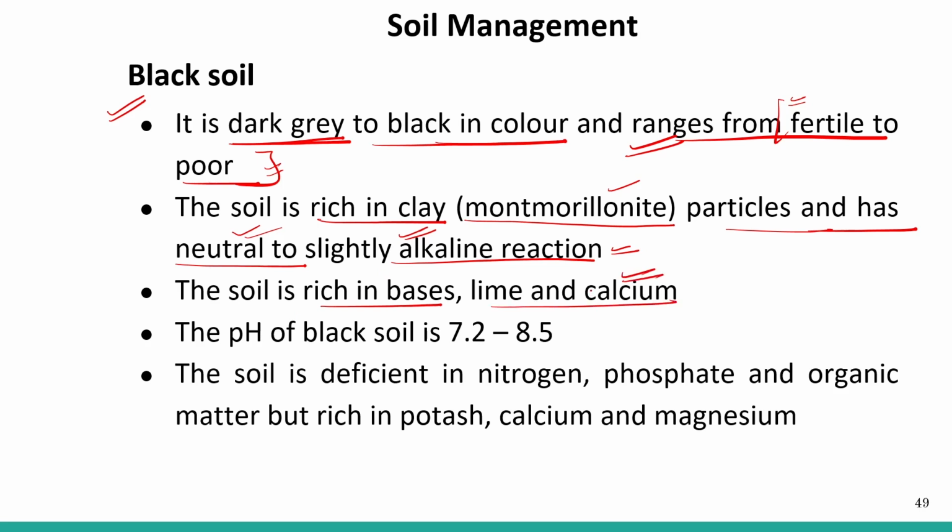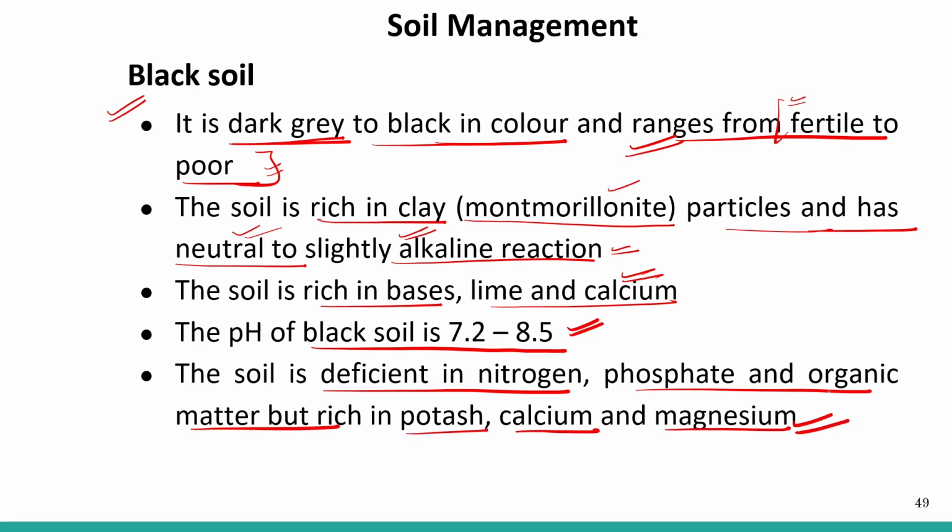Very important: the pH of black soil ranges from 7.2 to 8.5. The soil is deficient in nitrogen, phosphate and organic matter, but rich in potash, calcium and magnesium. This is very important, showing the composition of nutrients in the soil.